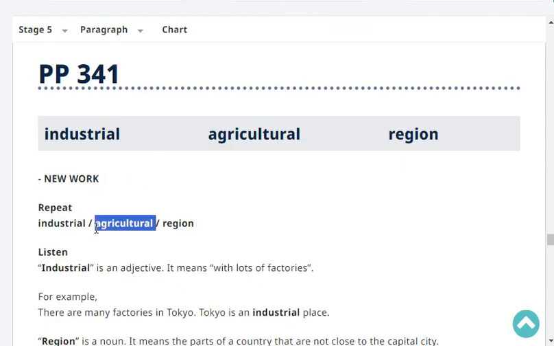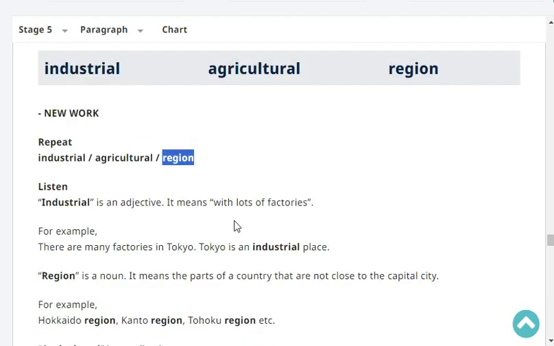Okay, next repeat. Last one. Industrial, agricultural, region. Very good. Okay, listen. Industrial is an adjective. It means with lots of factories. For example, there are many factories in Tokyo. Tokyo is an industrial place.